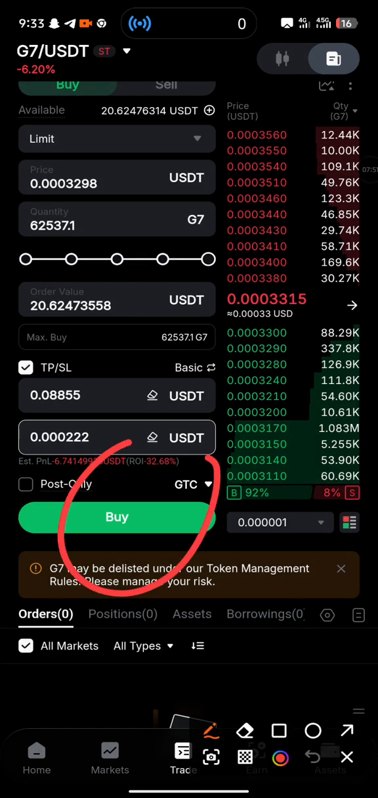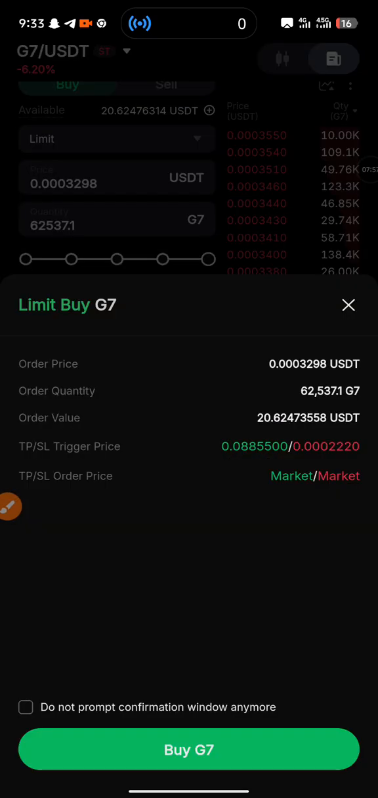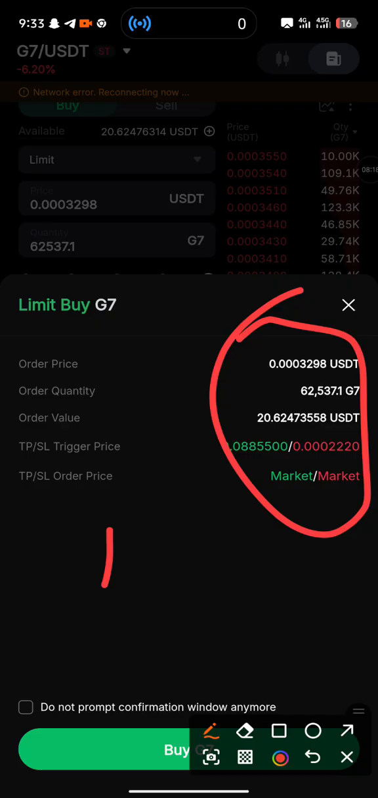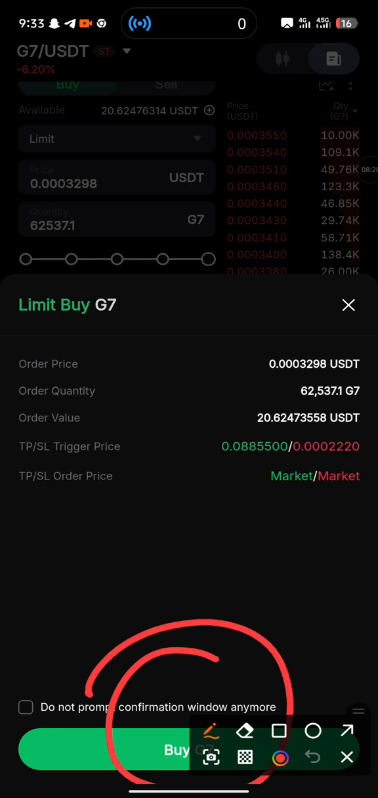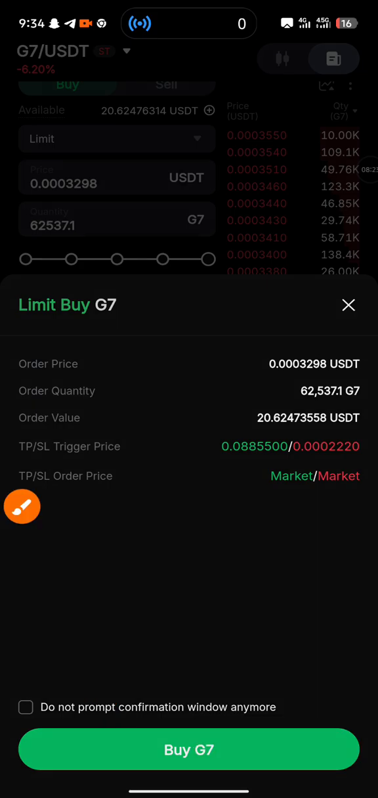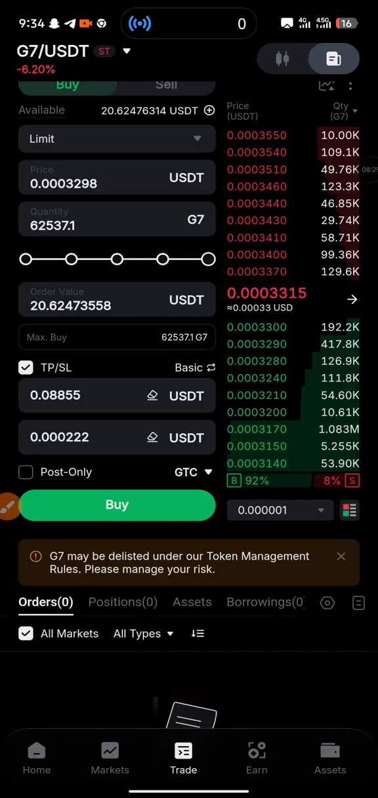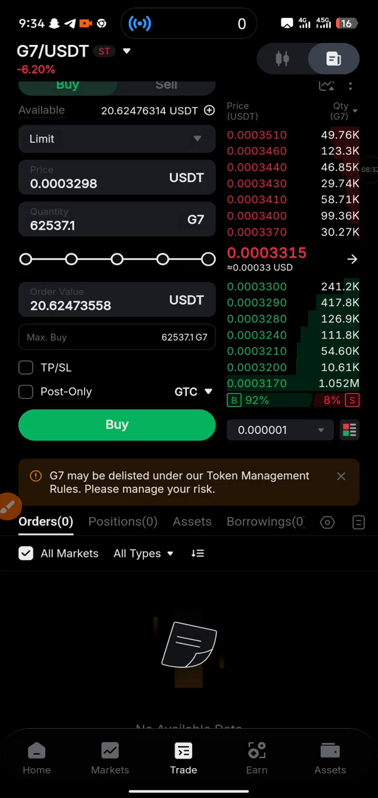Okay, so the next thing you're just going to do is click on buy. If you click on buy, it's going to bring you to a preview like this. Okay, in this place again, you can check anywhere you made a mistake and correct it, and you can see your take profit and stop loss is here, your TP/SL order is here. So the next thing you're going to do is click on buy, and your trade will be executed instantly.